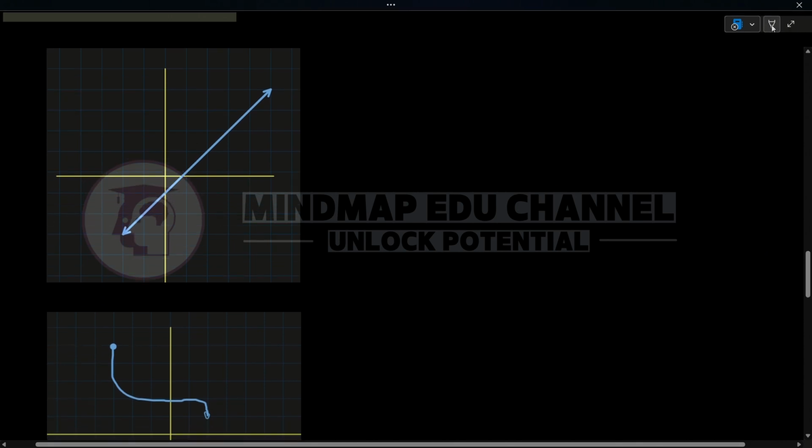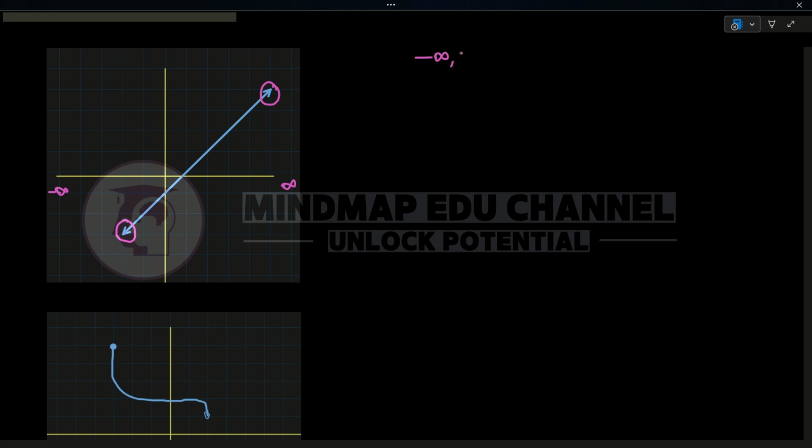Now you see here, it's a straight line with arrows. So for domain, let's check the x values. See the lowest x value, it's moving towards the left. And what about the highest x value? It's moving towards the right, plus infinity. So the domain is from -infinity to plus infinity. Correct? And this is the domain.